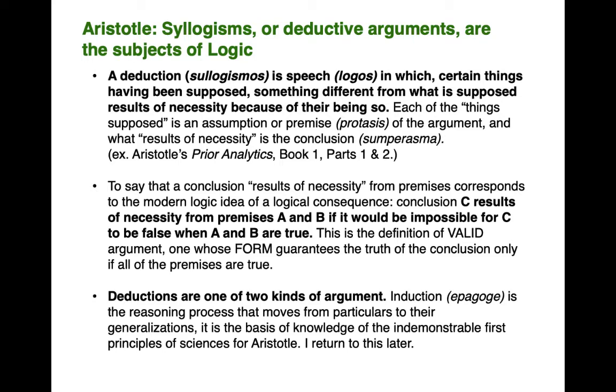So to say that a conclusion results of necessity from premises, follows necessarily from premises, corresponds to the modern logic idea of a logical consequence. Conclusion C, where C represents our proposition, results of necessity from premises A and B if it would be impossible for C to be false when A and B are true. This is the definition of a valid argument, one whose form guarantees the truth of the conclusion only if all of the premises are true.